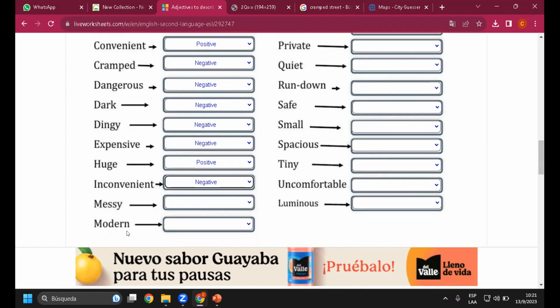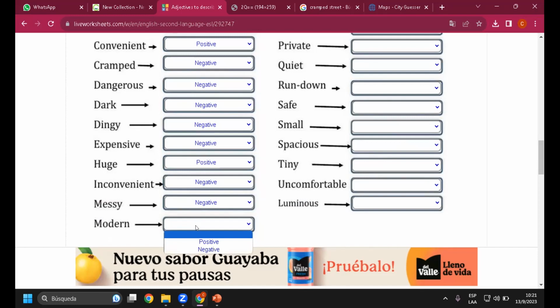Then yesterday we studied the meaning for messy. Do you remember the meaning for messy? Yes. All right, what is the meaning of messy? Desordenado. Exactly, disorder, disorganized. Is that positive or negative? Negative. Totally negative.